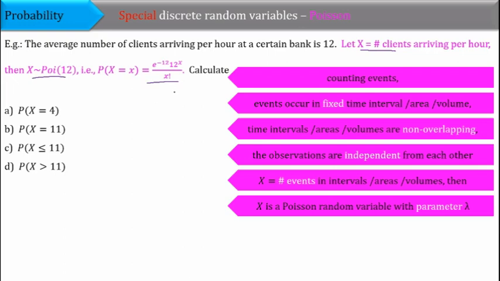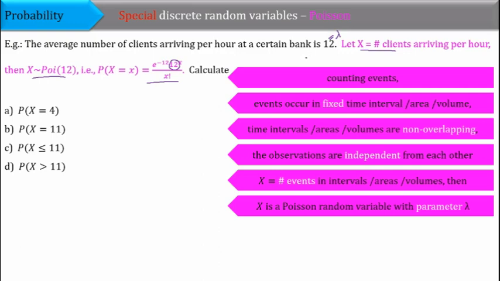Now of course we can have time intervals where the minimum number of people is 0, and we could have intervals where there are a lot more than 12, but because the average is 12, because lambda is equal to 12, we expect most of the time intervals to have the number of people around 12.